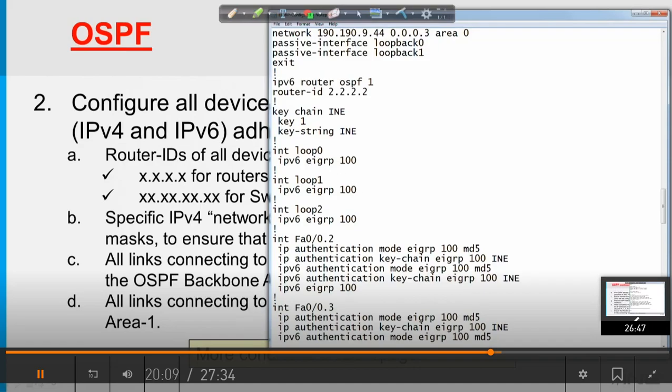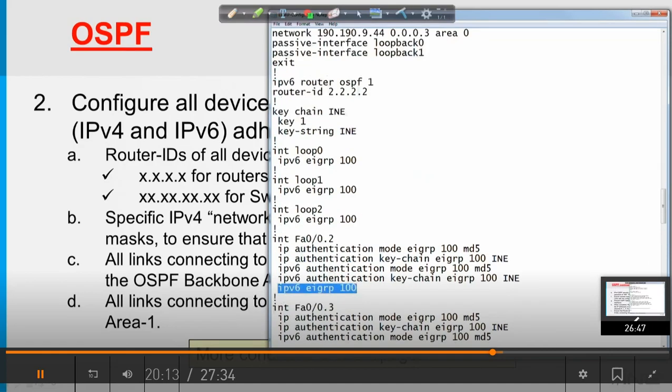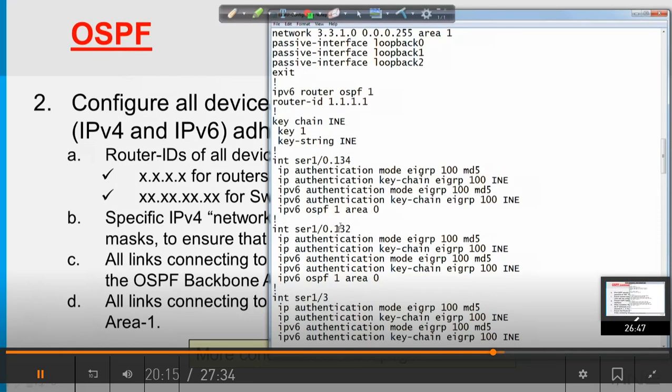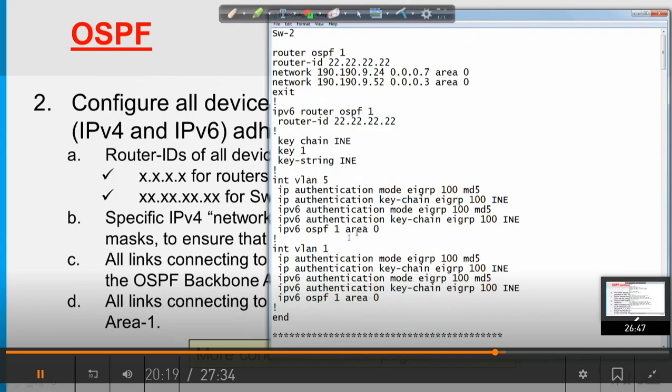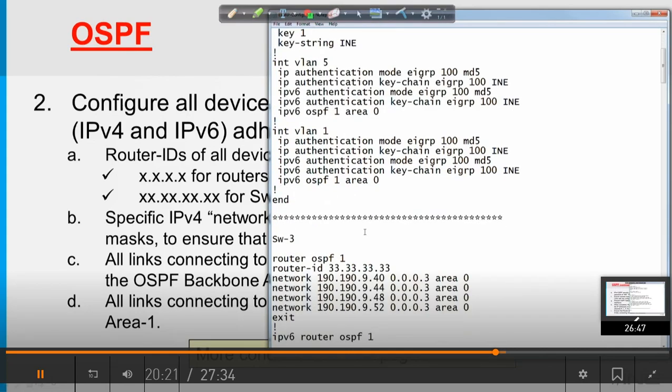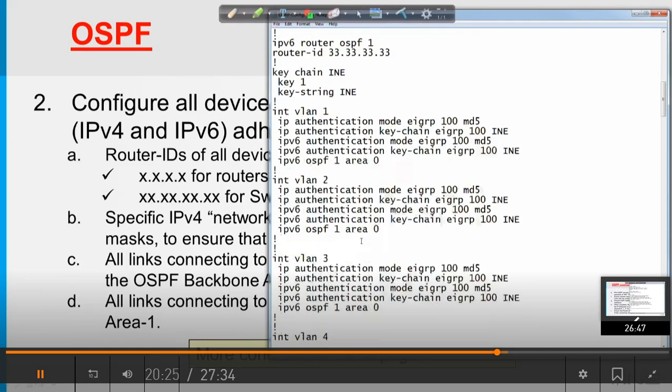Okay, I'm going to have to go back and make my loopbacks passive in IPv6. Oh, I've just been sort of blindly doing this. I haven't been thinking about it. Off in La La Land. Okay, I haven't been paying attention to my area. Switch 2, yes, all of his interfaces are in area 0. Switch 3, all of his interfaces are in area 0.